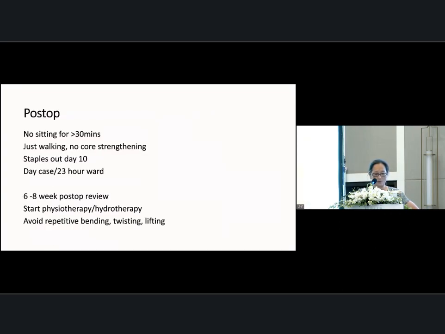And post-op, I have no sitting for more than 30 minutes to decrease the pressure on the disc and risk of more disc prolapses. Patients just walk, no core strengthening, get staples out day 10. These cases now at Royal Melbourne we're doing on our 23-hour ward, but certainly they can be done under local anaesthetic or as day cases as evidenced in the States. Then we see them 6 weeks afterwards for post-op review, then start physiotherapy, etc. Avoid bending, twisting, the standard things.